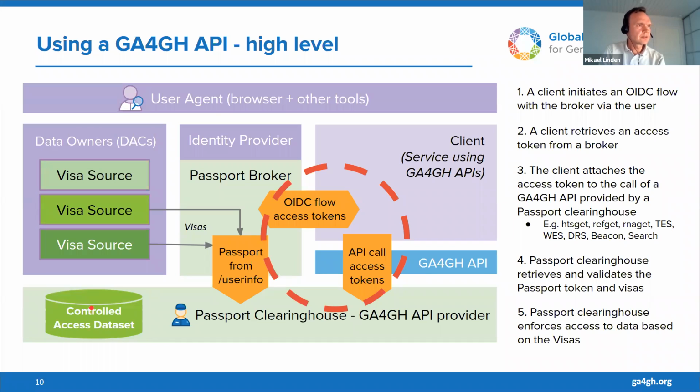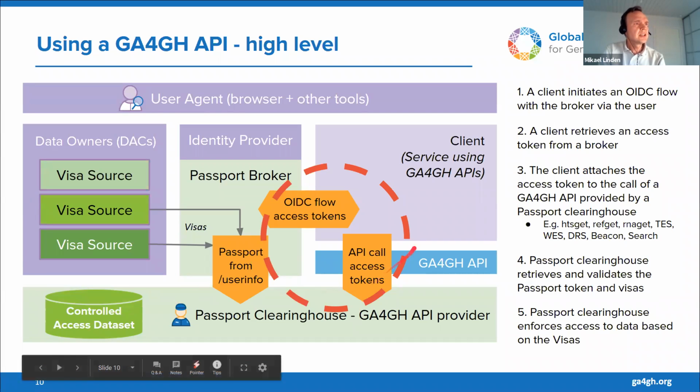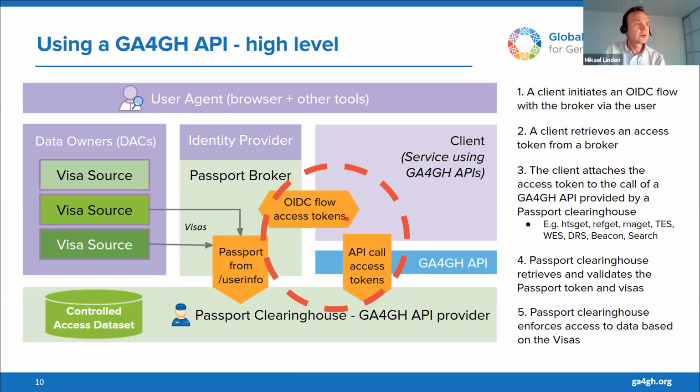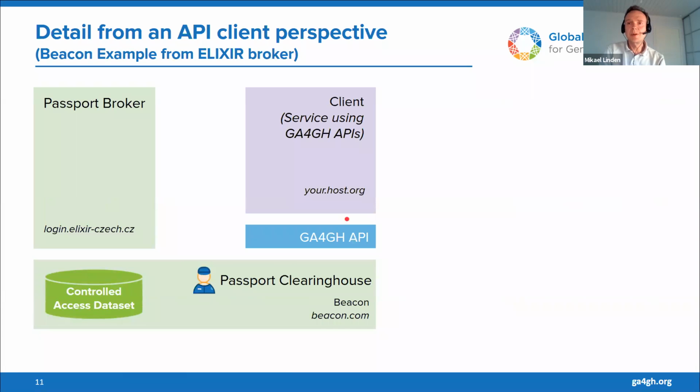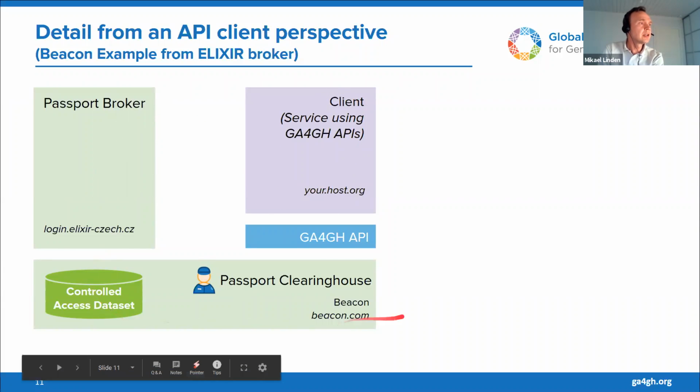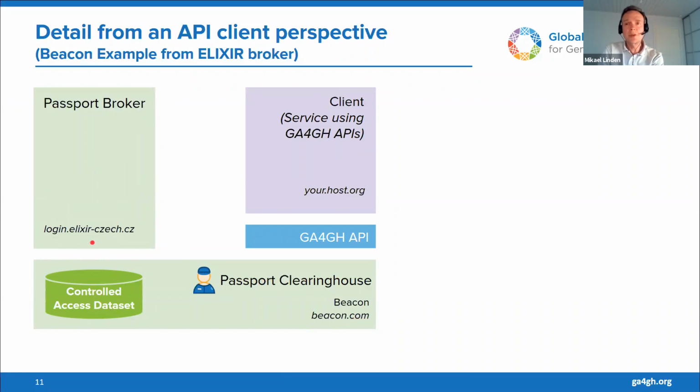So the next slide focuses on this interaction that the client is doing in the OpenID Connect. So it's, well, maybe the most detailed slide in this webinar today. So here we have the client again, and the passport broker and an API. In this example, we use ELIXIR AAI, but it can be any passport broker. And the passport clearinghouse, so the Global Alliance API is a Beacon.